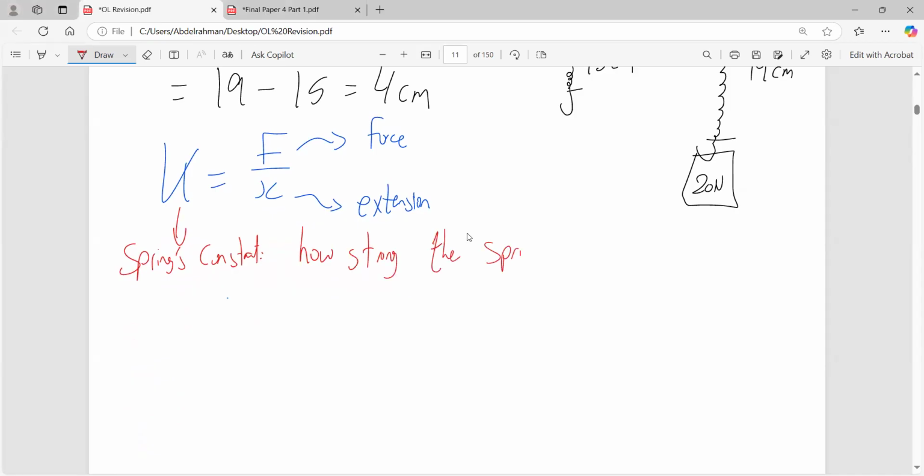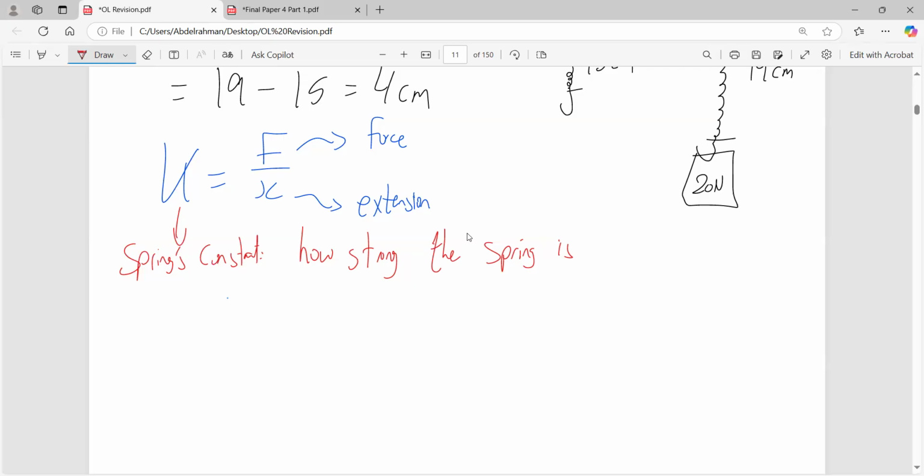If you have a much higher spring's constant, then the spring will be much stronger. You cannot easily extend or compress this spring. Watch out, you cannot easily extend or compress the spring if you have a much higher spring's constant. The lower the spring's constant, the easier it is for you to extend or compress this spring. That's the spring's constant.